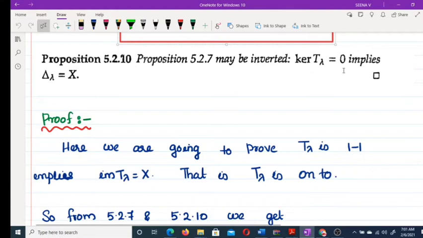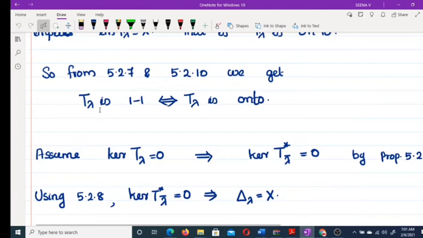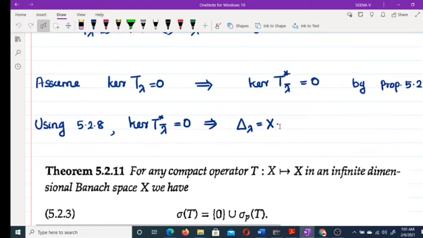Kernel T lambda equal to 0 implies delta lambda equal to x. So here we assume kernel T lambda equal to 0. By proposition 5.2.10 we get kernel T star lambda conjugate equal to 0. And by proposition 5.2.8 again we get delta lambda equal to x. Therefore T lambda is 1 to 1 if and only if T lambda is on to. Earlier, T lambda is 1 to 1.